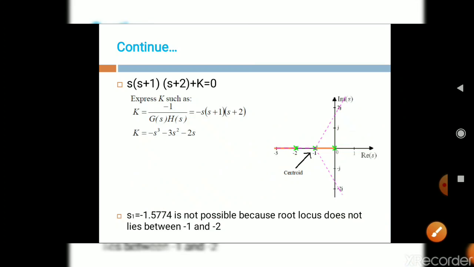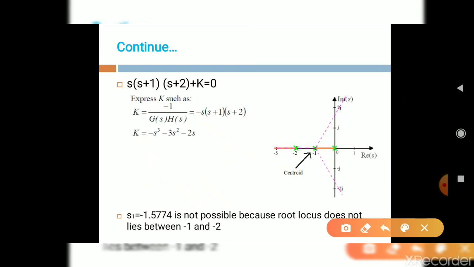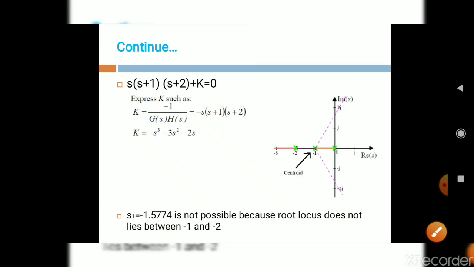After calculating the roots of that equation, one value of the variable s is -1.5774, and it is not possible to draw the root locus between -1 and -2. We have already defined the regions in which the root locus will lie: 0 to -1 and -2 onwards. So this first point, the breakaway point at -1.5774, is not possible since we cannot draw the root locus from this point.